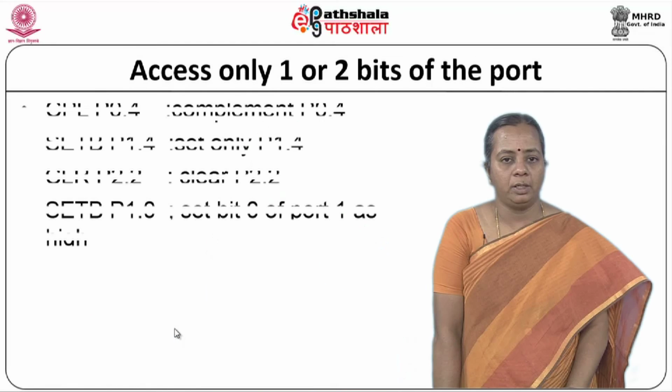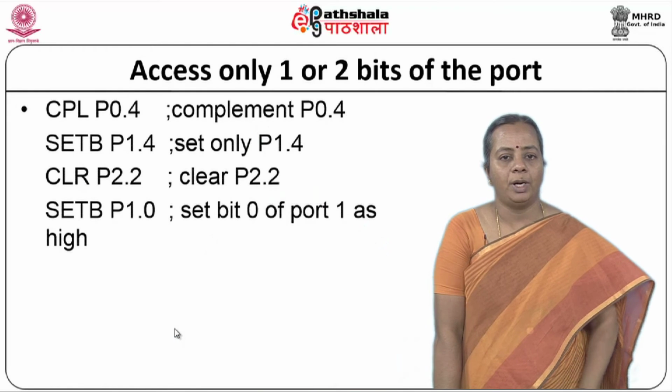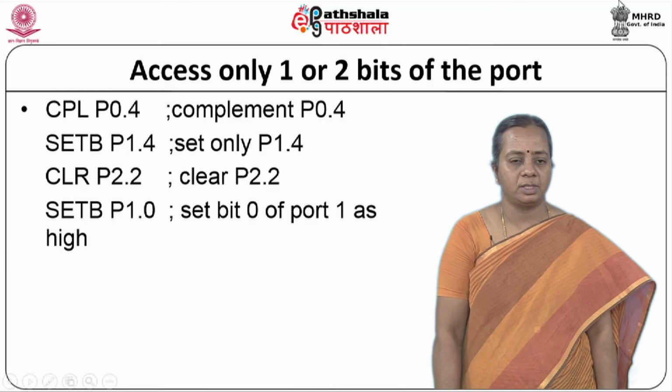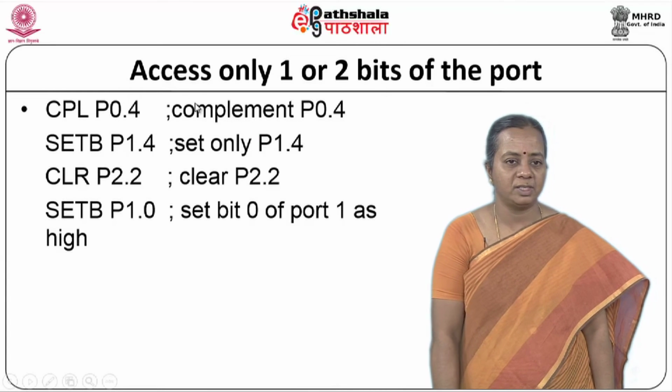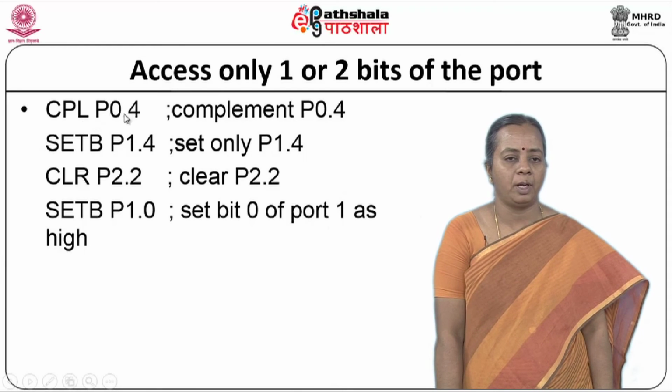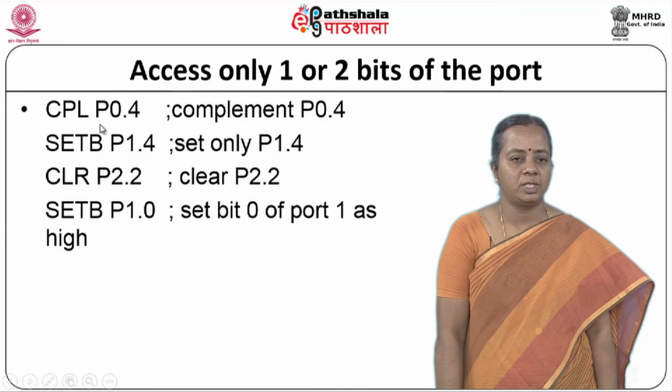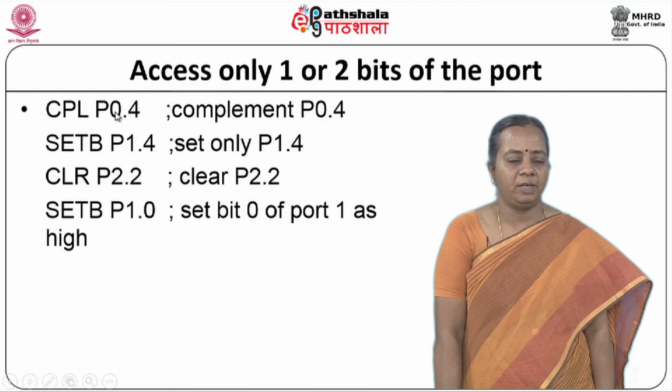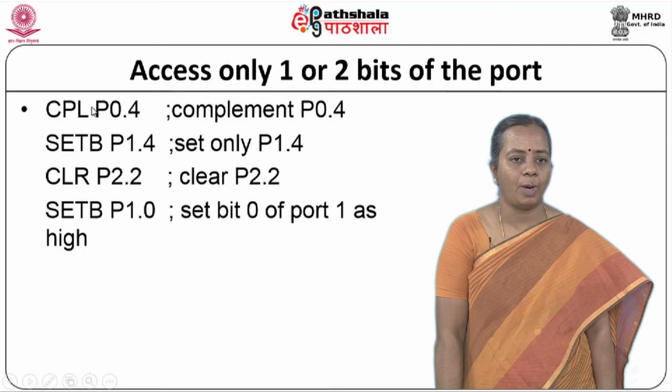So, if I wanted to access only 1 or 2 bits of the port, then I can use whichever of these commands I need. These are examples of those commands. CPL P0.4 tells you that port 0's 4th pin is complemented. If it is 0, then it goes to 1. If it is 1, it goes to 0.